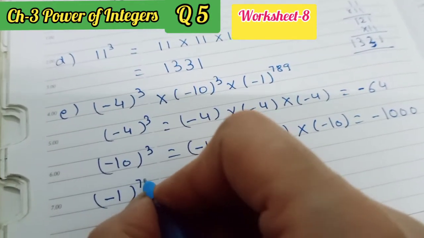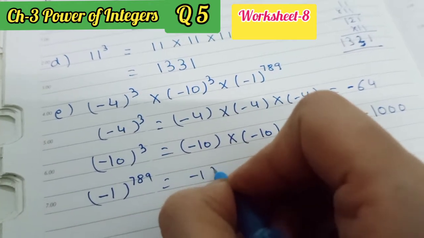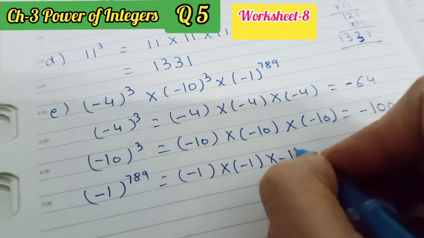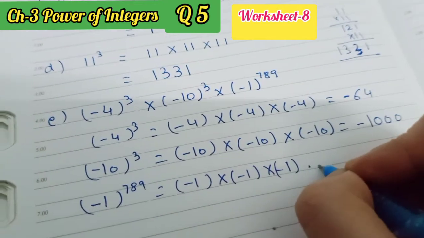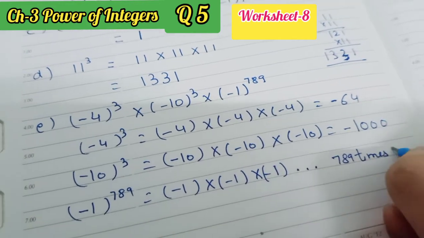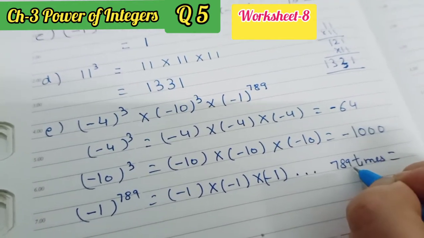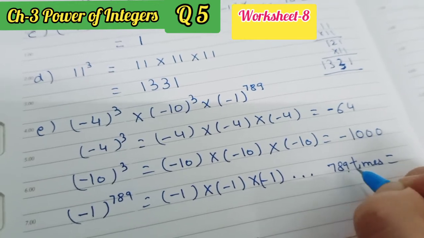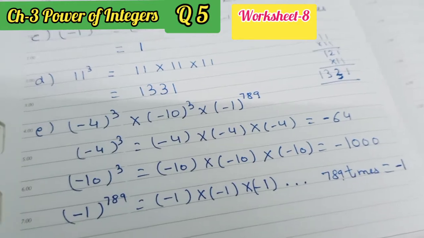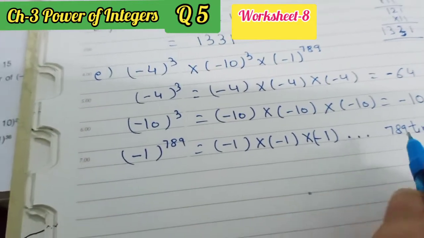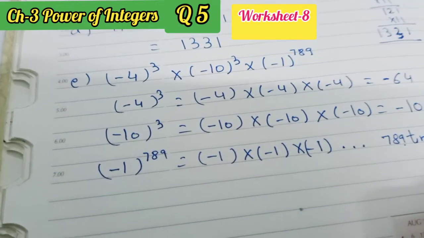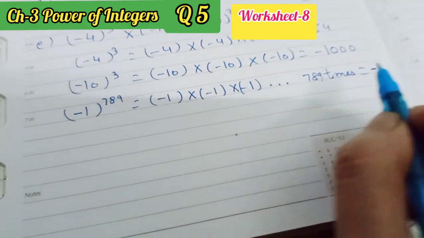Minus 1 raised to power 789. That means minus 1 is multiplied by itself how many times? 789 times. So what is the answer? Because 789 is odd, the answer will be minus 1 here. Because when the exponent is odd, minus will remain minus. So we get minus 1 here.